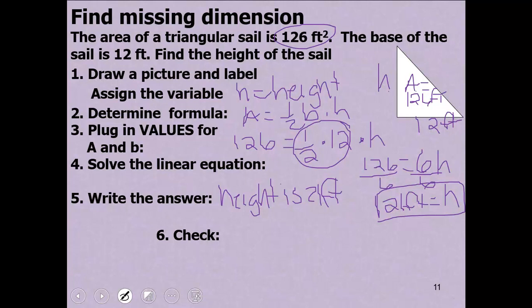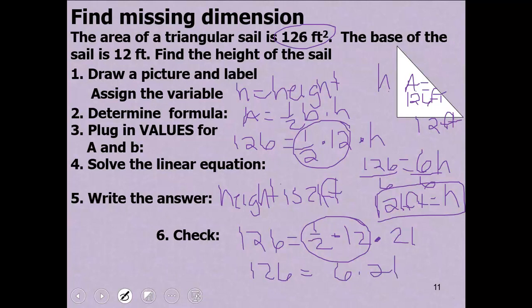Okay? Now I'm going to check it. Well, if I plug in 21 for h and 12 for b, and take half of it, I better come up with 126. So I want 126 to equal 1/2 times 12 times 21. I'm just going to apply that right here. And I get 126 is equal to 6 times 21. And 6 times 21 is 126. Just like that.